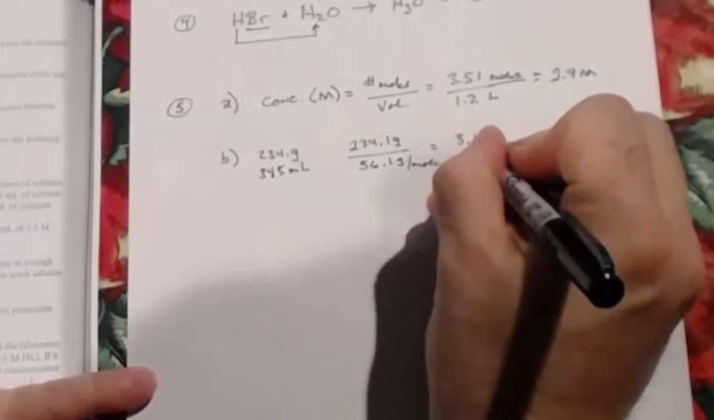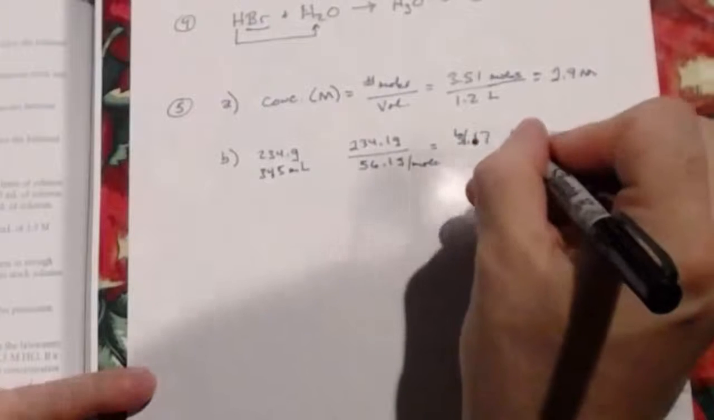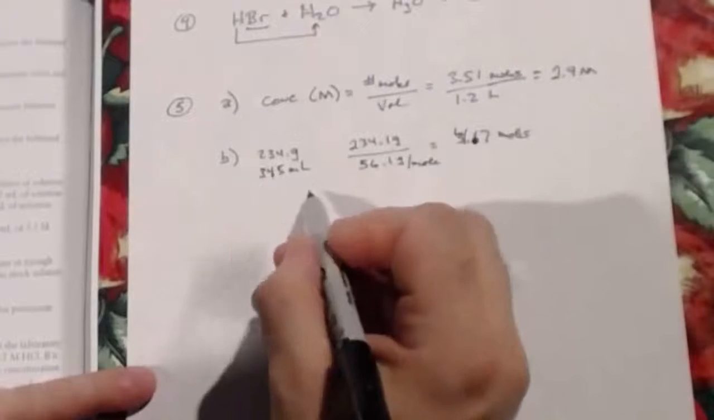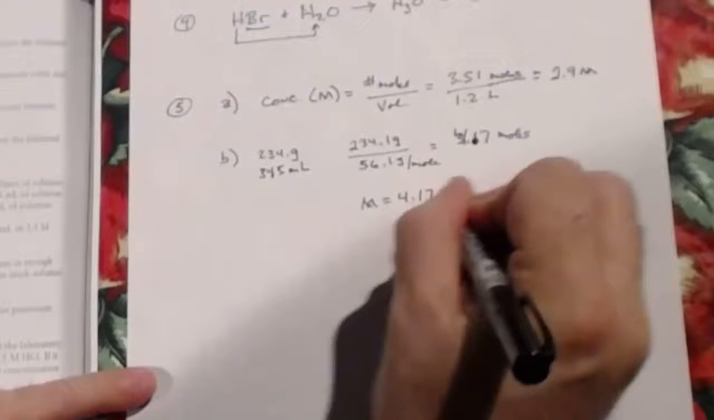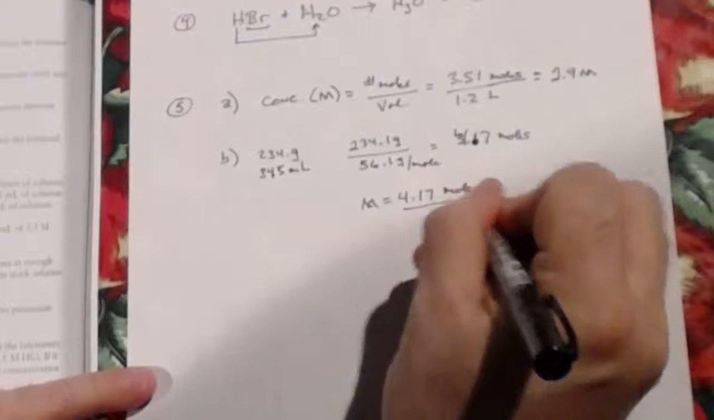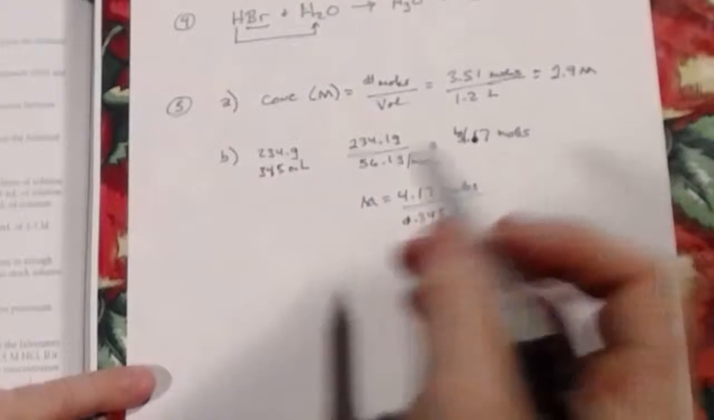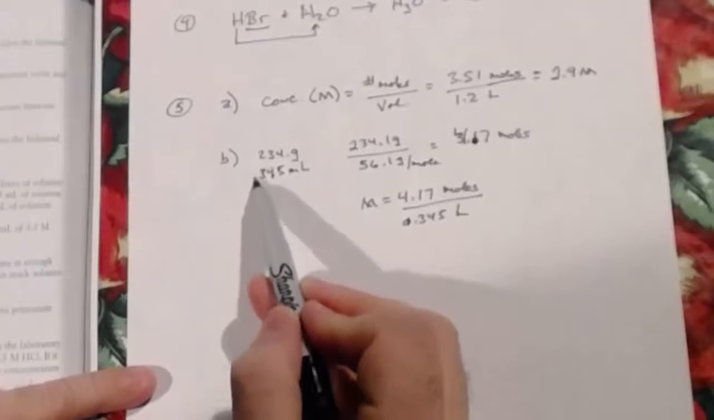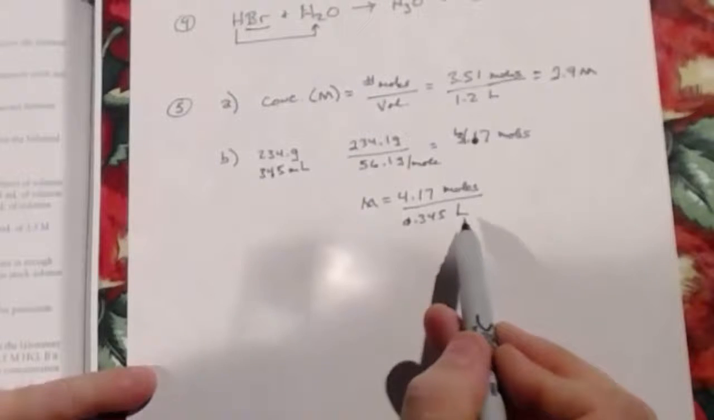And that's going to give us 4.17 moles of potassium hydroxide. We've already been given the volume of 345 milliliters, so our molarity is equal to 4.17 moles for every 0.345 liters. Take 345 milliliters and convert it to liters. So we move the decimal place 3 places to the left, add a leading 0, 0.345 liters.